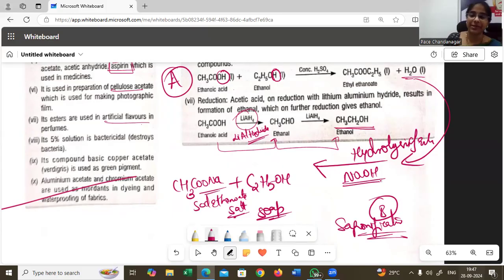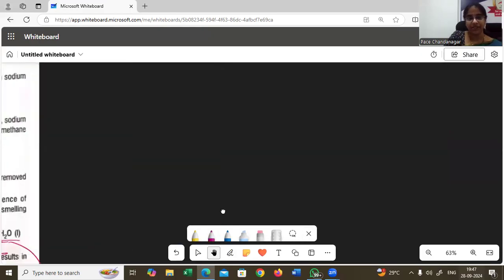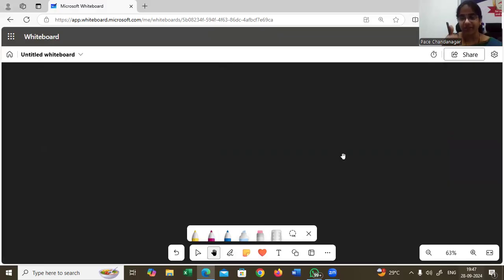That is what is called saponification. The first one is esterification, because ethyl ethanoate is nothing but your ester, which is the sweet smelling agent in your soaps. That is called esterification. The other thing is saponification. So these are the two very important compounds on which we had a detailed conversation: their physical characteristics, their uses, and their chemical reactions.